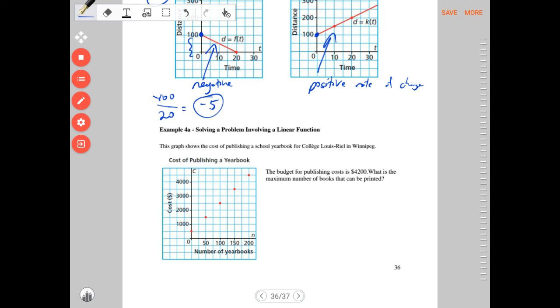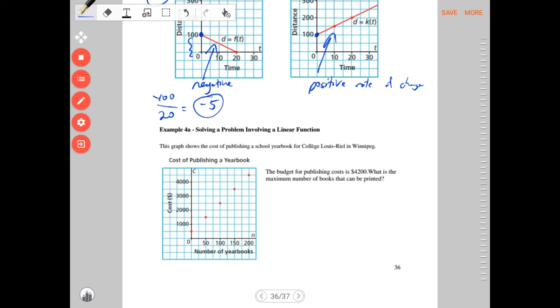Okay, let's have a look at example 4a. This graph shows the cost of publishing a school yearbook for College Louis Riel in Winnipeg. So the cost of publishing a yearbook. We have costs, and we have number of yearbooks. The budget for publishing costs is $4,200. What is the maximum number of books that can be printed?